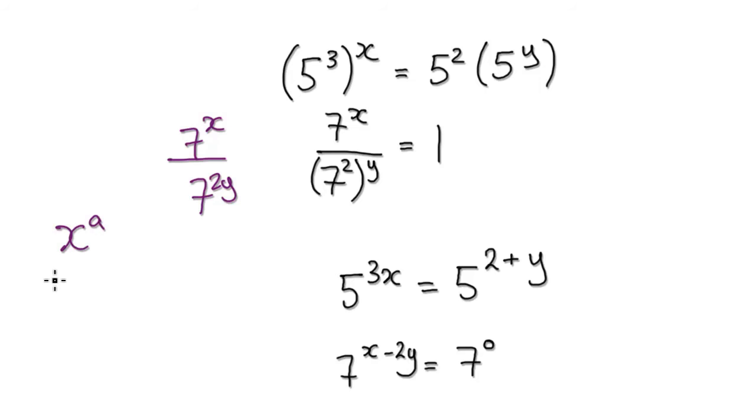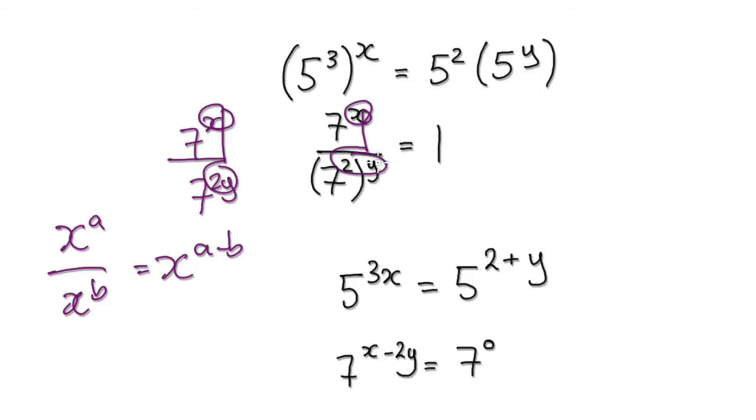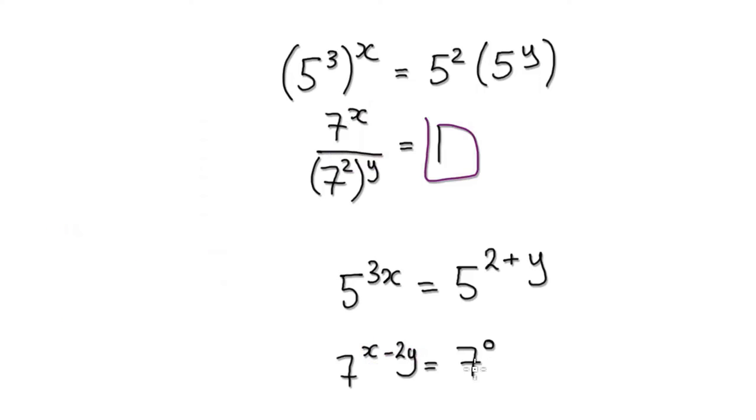So x to the power of a divided by x to the power of b, that's the same as x to the power of a minus b. So get this, take away this. And then rewrite this as 7 to the power of 0. So notice that all the bases are the same.